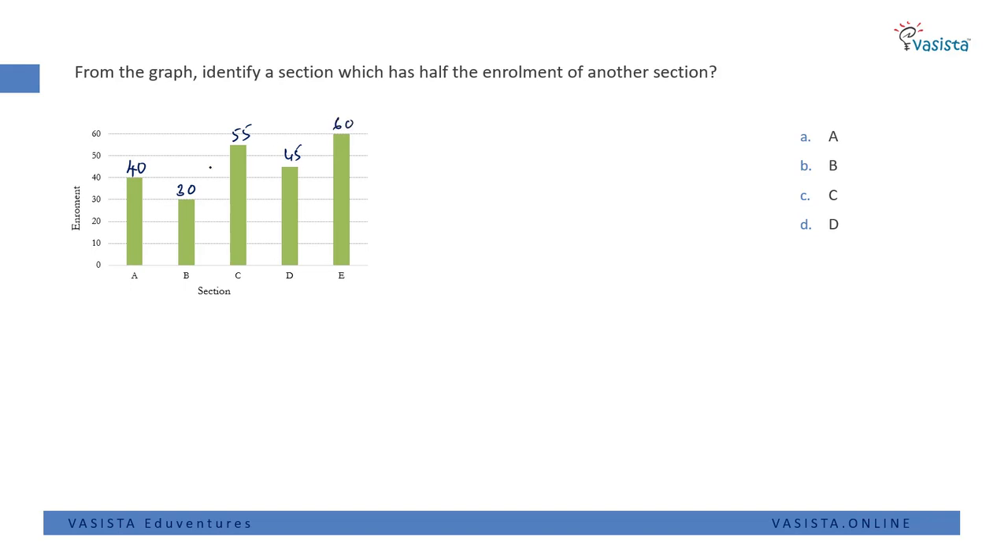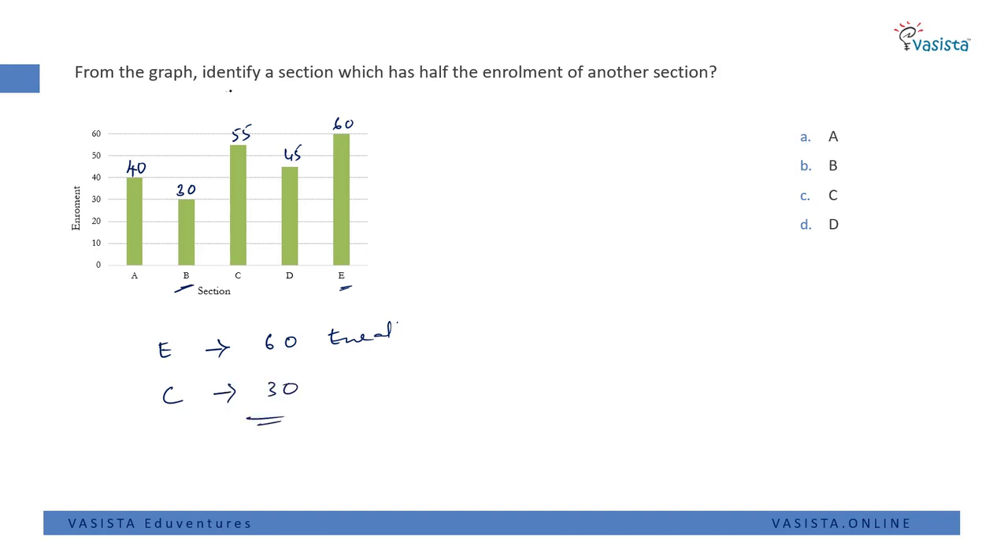Now compare it. A and B you compare. So it is not half. Right. Now you have to compare individually. Now what happens here? B and E you compare. E has 60 enrollments, right? While C has 30 enrollment.